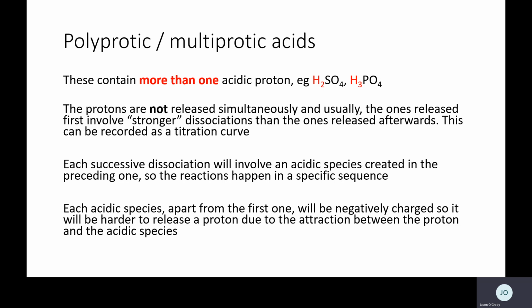Each successive dissociation will involve an acidic species created in the preceding one, so the reactions happen in a specific sequence. And each acidic species will be negatively charged, apart from the first one, of course, because it will have lost a positive proton, meaning it's negative by default. So each acidic species will be a conjugate base that was previously produced. Therefore, because it's negatively charged, it'll be harder to release a proton again, because there'll be an attraction between the proton and the acidic species.